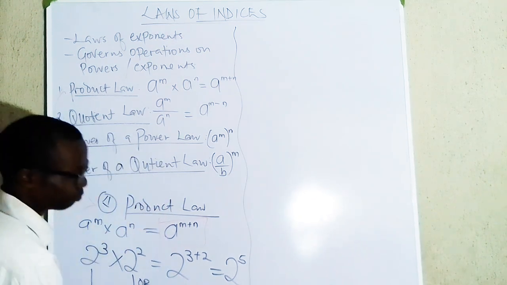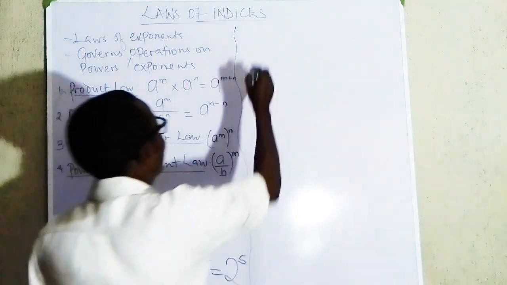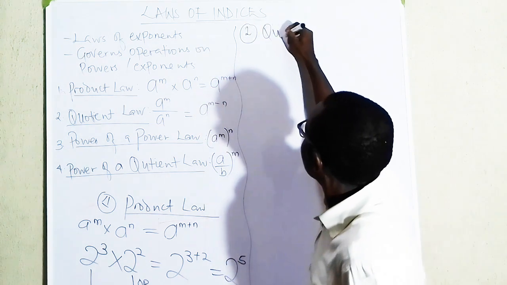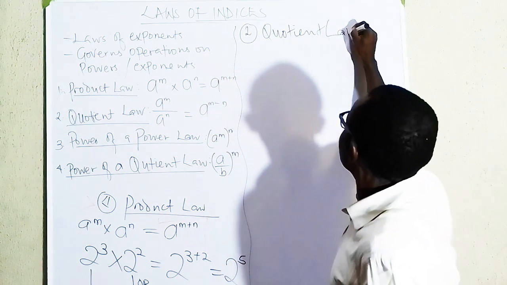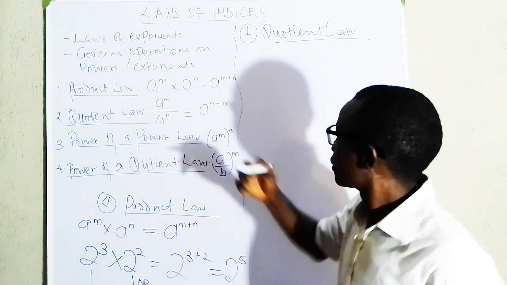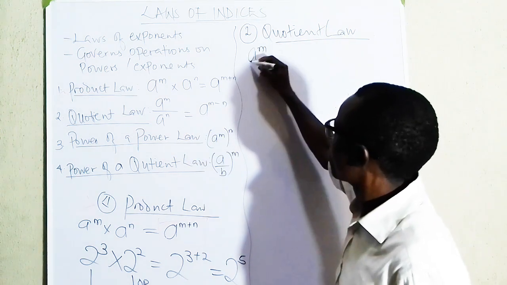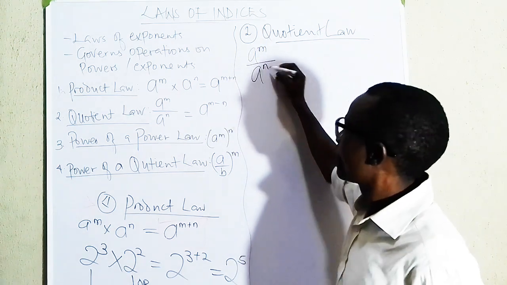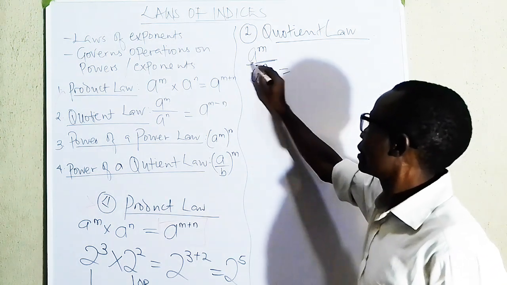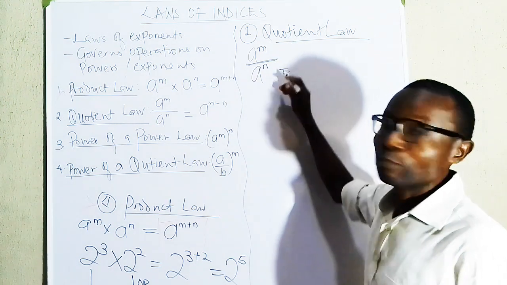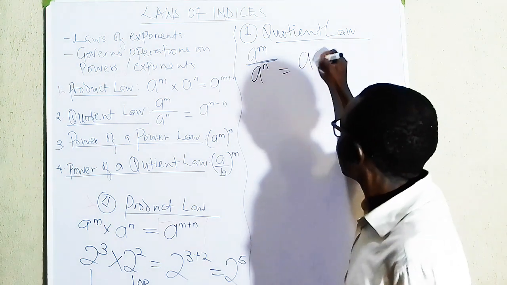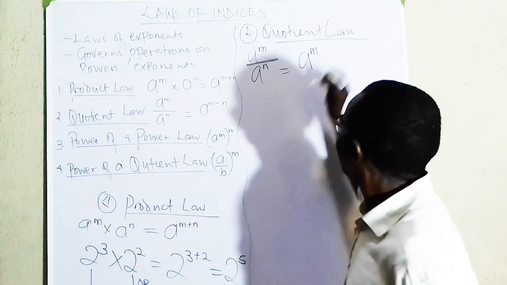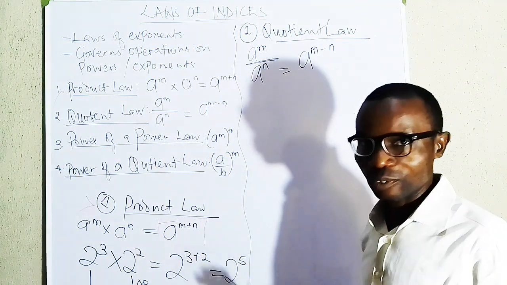Now the second law quickly, the quotient law. What this states is this: you have, for example, a raised to power m and a raised to power n. This is divided: a raised to power m divided by a raised to power n. It means a raised to power m minus n. Assume the division is just a minus sign. This is the law.